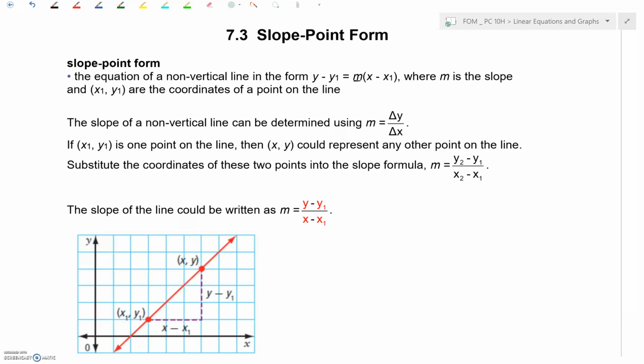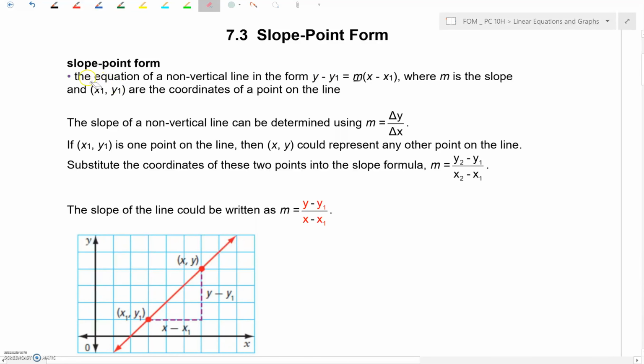Okay, everyone, we're going to take a look at 7.3, slope point form of the equation. In this introductory video, we're just going to take a look at developing the equation or the formula. And what that means is we're going to take information that you already know, and manipulate it algebraically to arrive at the formula that you are going to be learning about in this section.